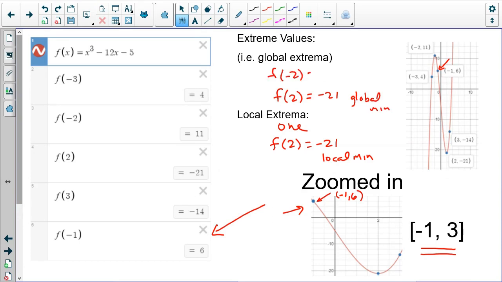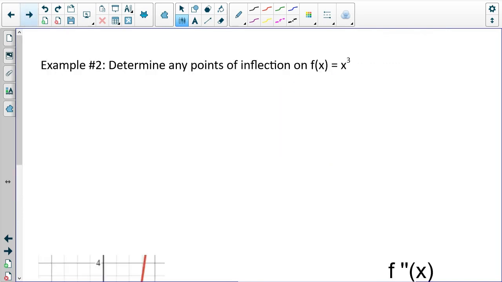and f of -2 is no longer on my window. So now I have to redo this, where f of -1 equals 6 is my global max, because that's actually the highest value. So this is just an indication that checking the endpoints is huge. You have to check the endpoints on these extreme value problems.